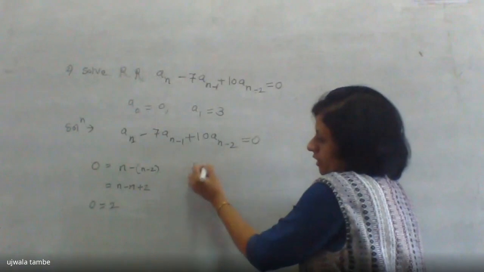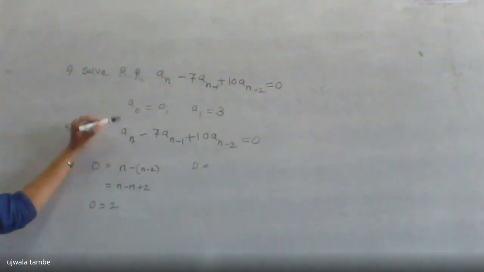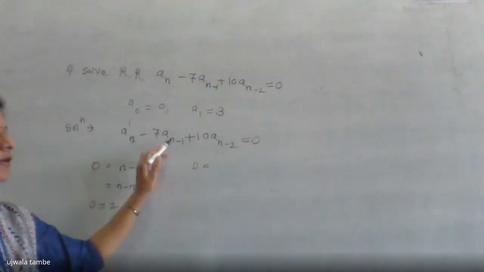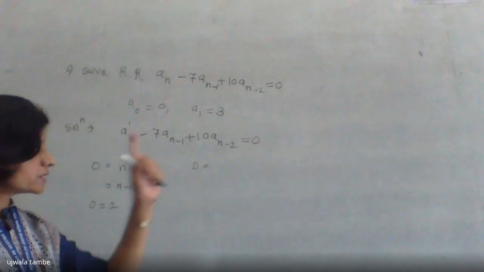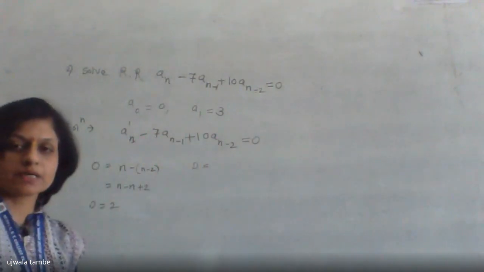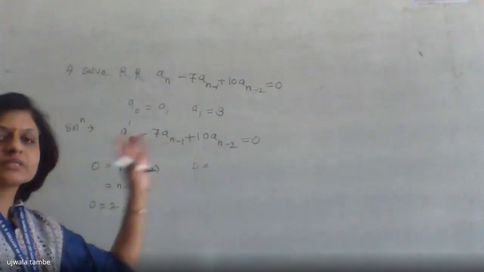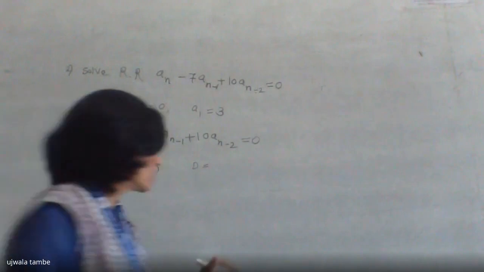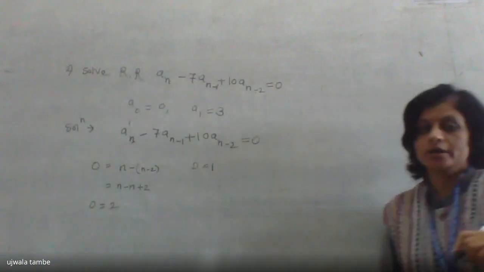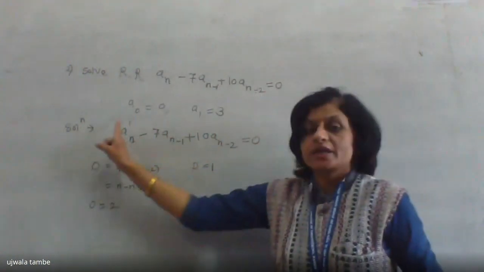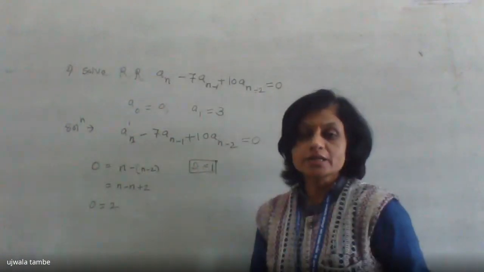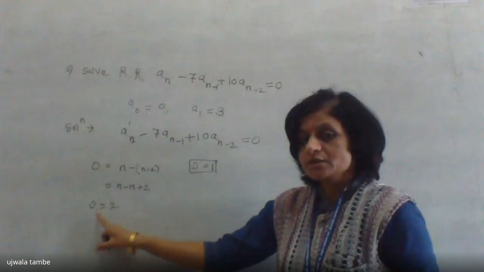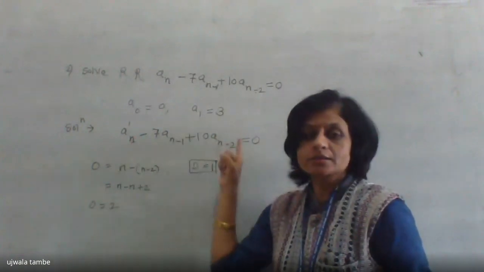And to find the degree. Here, the power of a_n is 1, the power of a_(n-1) is 1, and the power of a_(n-2) is 1. So all terms have power 1. Power 1 means the given equation is linear. Degree is 1. Linear means power is 1. That is a linear homogeneous equation. Order means highest subscript minus lowest subscript.